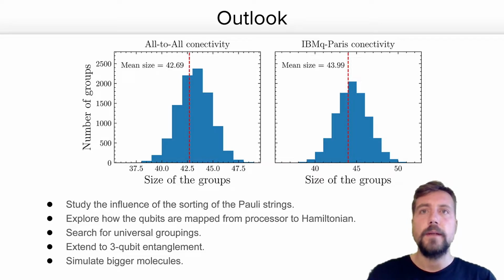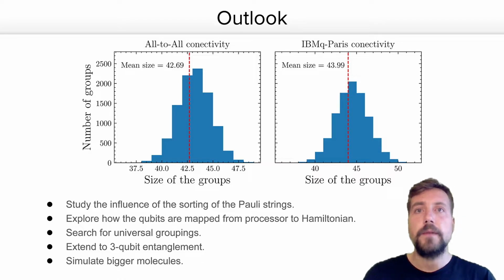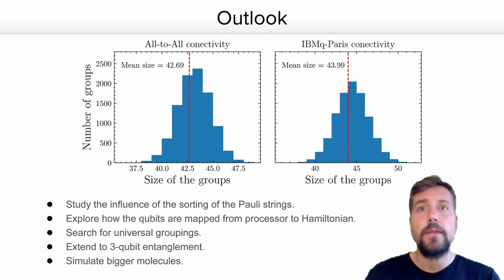First, the groups obtained depend on the order the Pauli strings are introduced as inputs. That is precisely what the histogram shows. Second, the order in which the qubits are mapped from processor to Hamiltonian matters, and we have some ideas to further improve the method using this fact. We will also seek universal groupings. We want to extend these results to entangled measurements involving 3 qubits, and we aim to simulate bigger molecules.